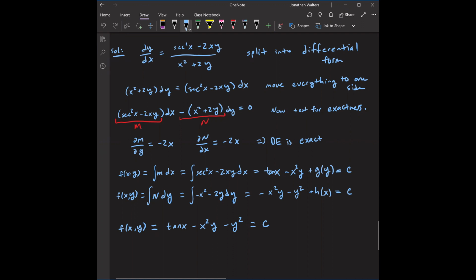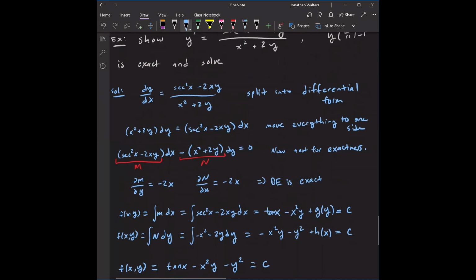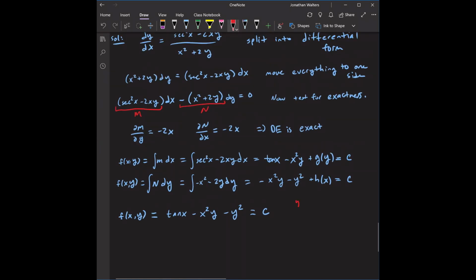So this is our implicit solution, but we can find the constant c because we have an initial condition, y of pi equals 1. So y of pi equals 1 means when x equals pi, y equals 1. So plug those values in over here and solve for the constant. So tangent of pi minus pi squared times 1 minus 1 squared equals c. So that tells me that c is going to be, see, tangent pi is 0, so negative 1 minus pi squared. So weird number, but not too crazy.